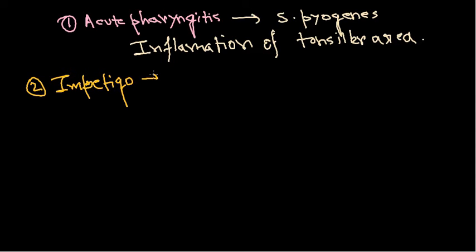Impetigo is the second most common type of symptom. It is usually caused by Staphylococcus aureus, but is also caused by some Streptococcus species. This disease begins on any exposed surfaces, most commonly the legs. So the leg surface is much more vulnerable to catching these impetigo symptoms or impetigo disease.